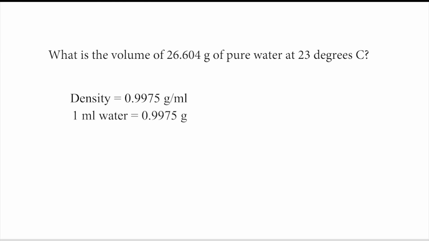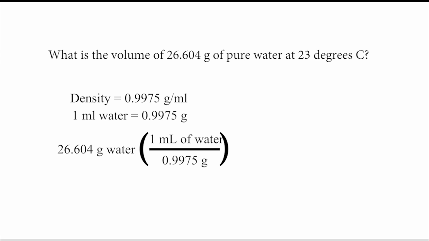In order to convert 26.604 grams of water to volume of water in milliliters, we can use the density equality such that grams cancels out. So we want to make sure that grams is on the bottom of our equality and milliliters, which is the unit we want, is on the top. So 1 milliliter of water has a mass of 0.9975 grams. When you do this calculation, you should get that this mass of water should equal 26.67 milliliters.